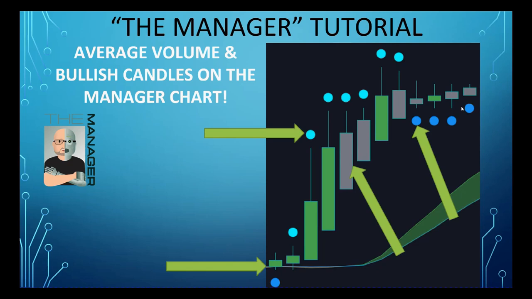Now, if that continues to go sideways and pulls back and is lower than average volume, then it's what we call a low volume pullback against the trend, and it's a sign to stay in. So again, it's not necessarily a signal to say get out.